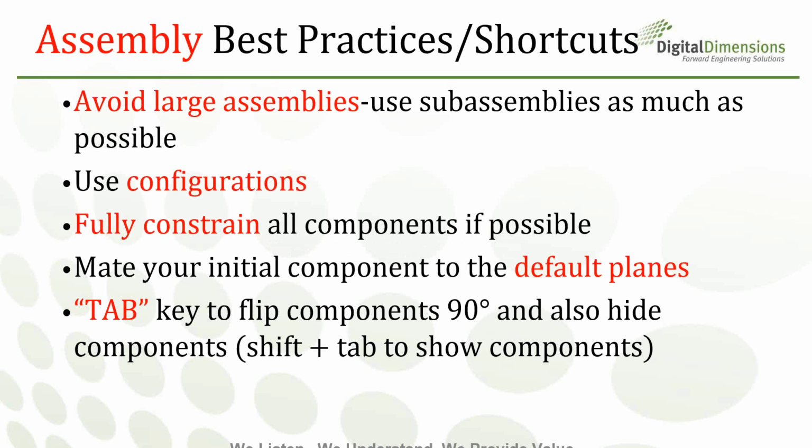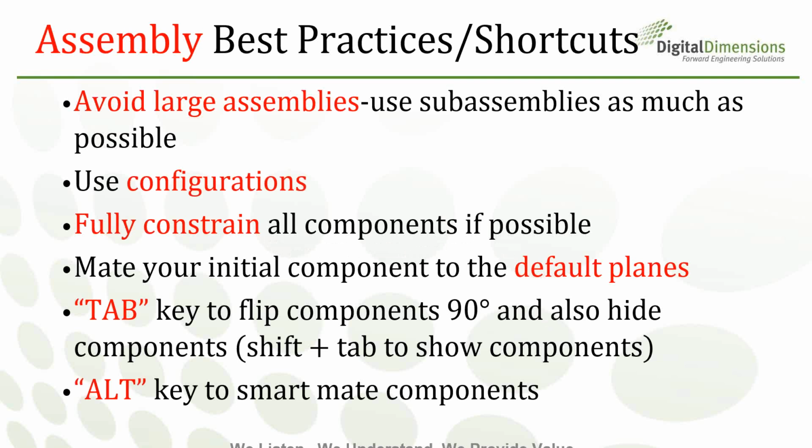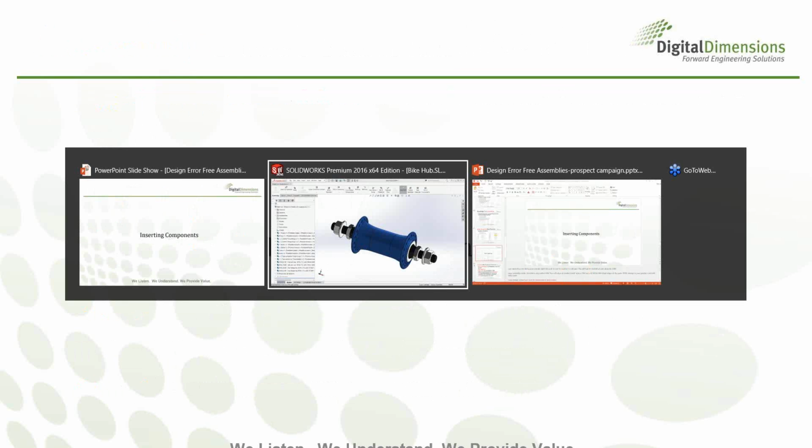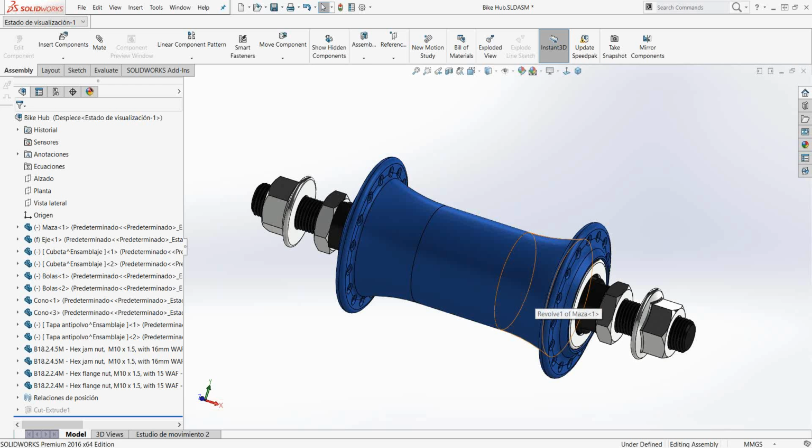And if you guys didn't know, the tab key will flip components 90 degrees and also hide your components. If you want to unhide things, you can do shift and tab to show. And then the alt key is another good shortcut for using smart mates. So let's go ahead and jump in and show some of that. We're getting a little low on time, but I definitely want to show a few of these things.